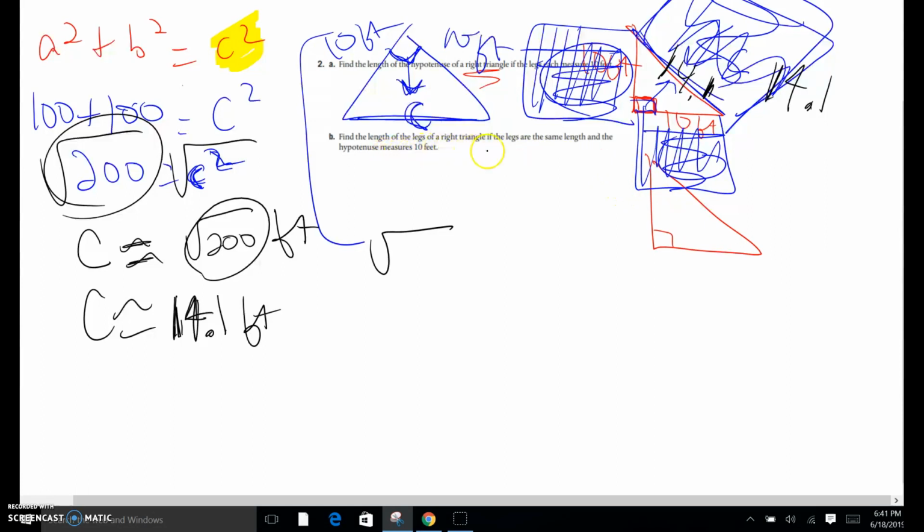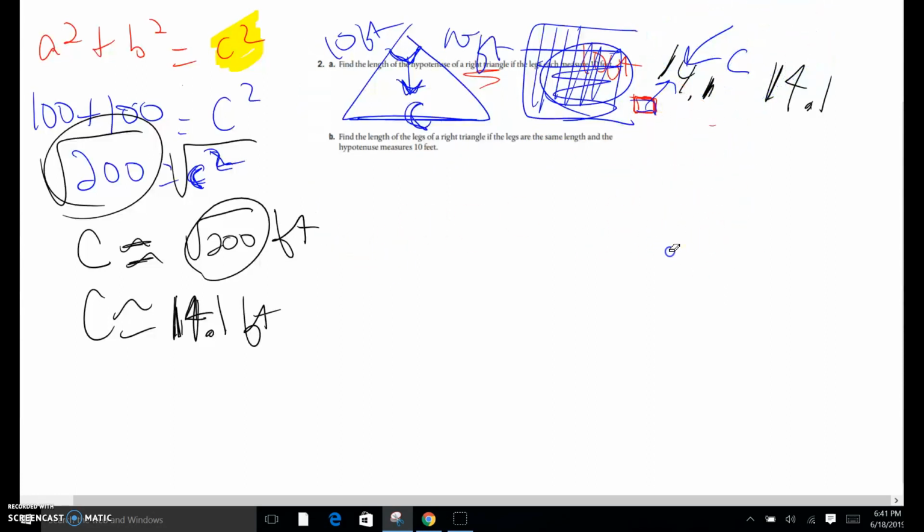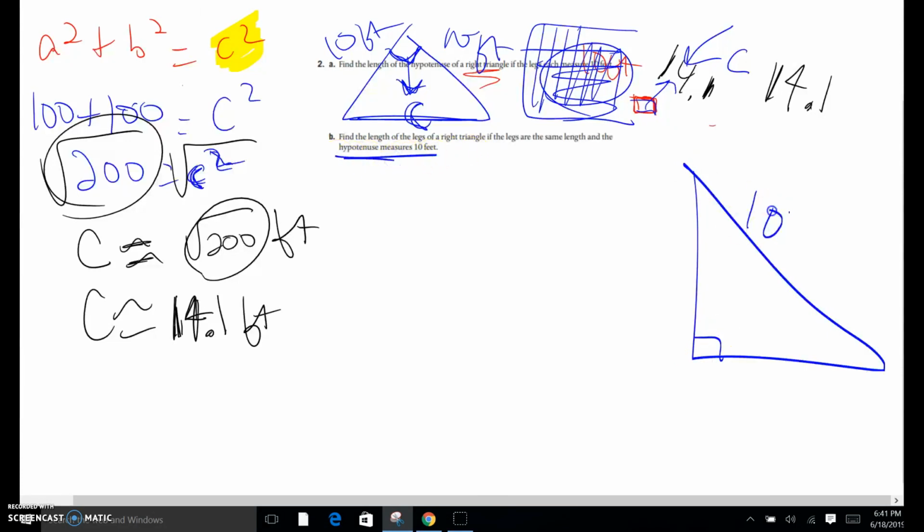Find the side length of the right triangle if the legs are the same length and the hypotenuse is 10 feet. Okay, so I drew on top of my picture over here, so I'll erase some of the stuff. So in this case, it sounds similar, but here we have a right triangle, but this time they're saying the hypotenuse is 10 feet. So think of Pythagorean theorem. I'm like, okay, well, I have some issues here. But then it says the legs are the same length. So that means if this is, say, a, so is this. They're both the same.